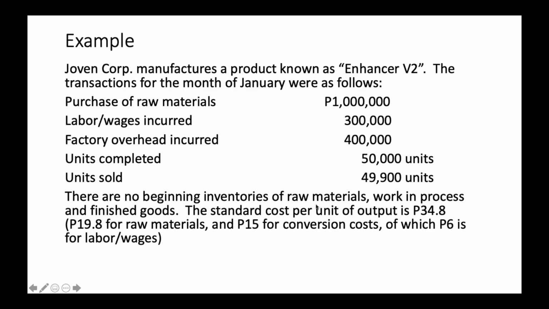There are no beginning inventories for raw materials, work in process, and finished goods. The standard cost per unit of output is 34.8. From the 34.8, 19.8 is for raw materials and 15 pesos is for the conversion cost, and that includes labor and overhead. So 6 pesos is allotted for labor. Therefore, if this is 15 pesos and this is 6 pesos, 9 pesos is for factory overhead. This is the standard cost. Therefore, this is the applied cost for the units produced in the production.